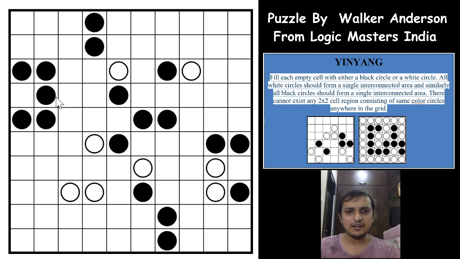Let us see if we get any other logic here. This cannot be black, right? If you have this black, you cannot have a white circle here because that will get stranded and it will make it black, which will have a 2 into 2 group of all shaded black. So this has to be white and this has to come out, because we have to connect all the white circles in the grid. So this has to come out.